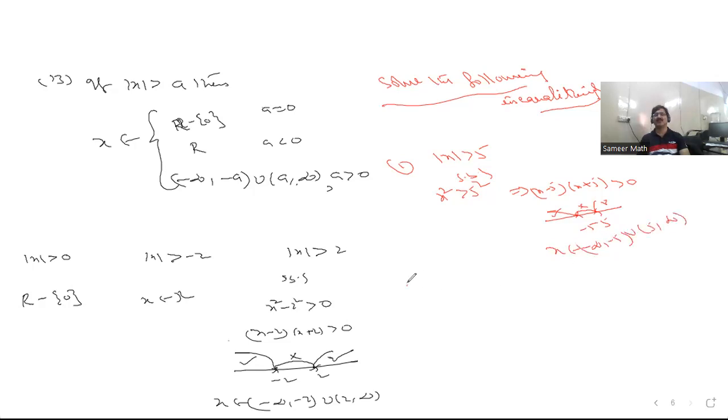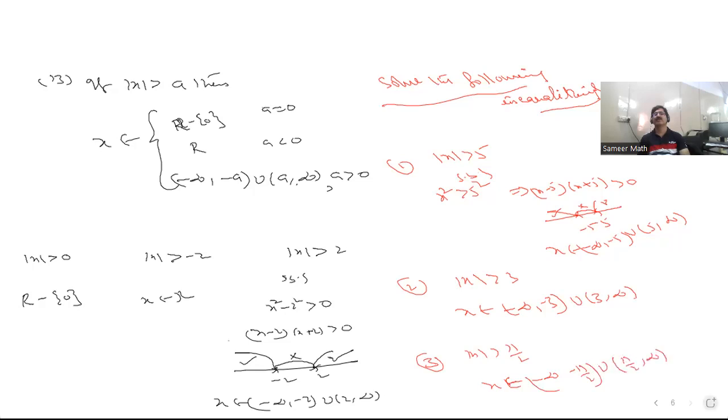I don't want this. By seeing this, you can write directly. Suppose it is greater than 3, you have to write like this: x belongs to minus infinity to minus 3, open, only greater than is there, union 3 to infinity. Direct like that. I'll give one more example. Mod x is greater than 11 by 2. What to write? x belongs to minus infinity to minus 11 by 2, union 11 by 2 to infinity.